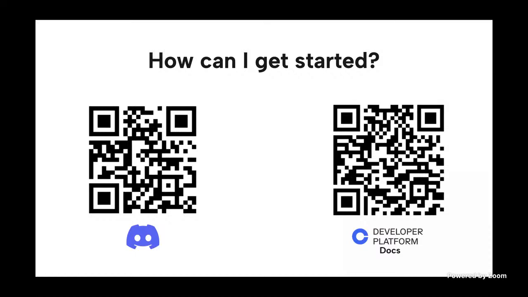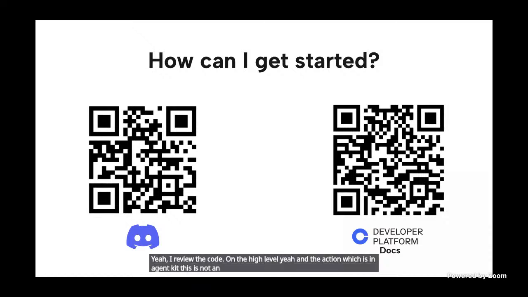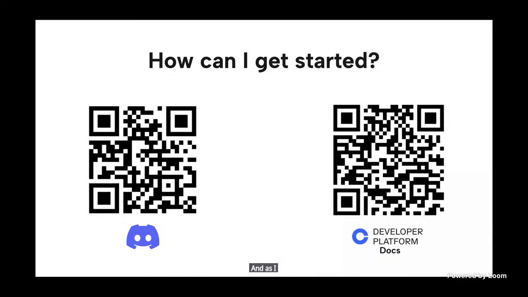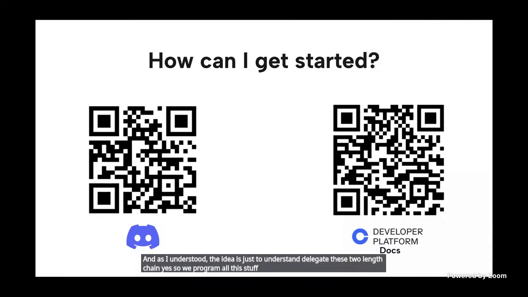Yeah, I have a question. My name is Alex. The question is about custom actions for the LLM. I reviewed the code on a high level, and the action in AgentKit is not an action to the LLM, as I understood, but just a function. And as I understood, the idea is just to delegate this to Langchain, so we program all the stuff only in Langchain.